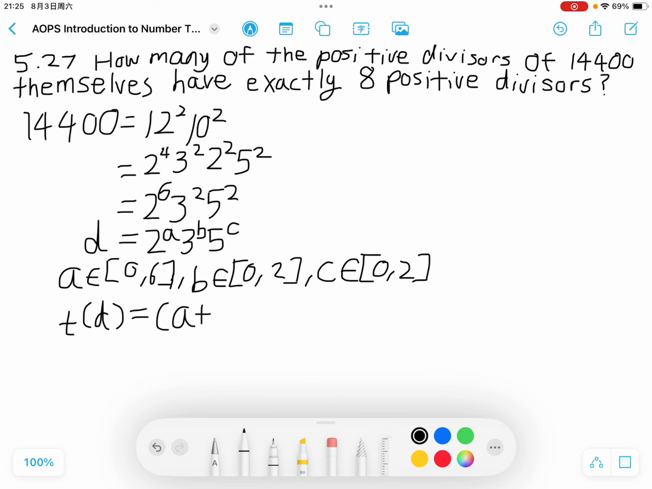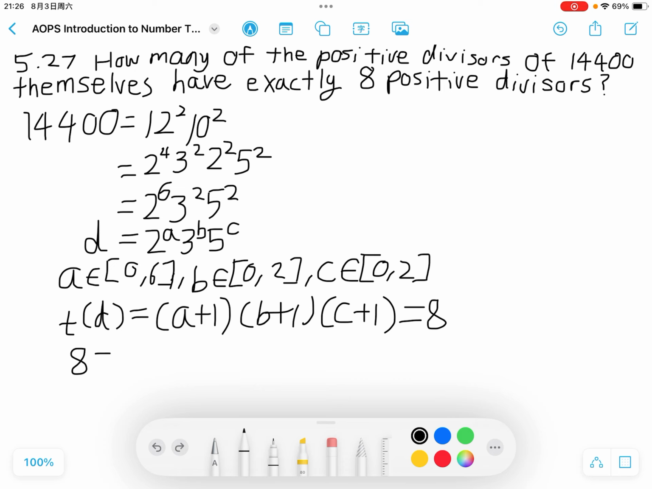So when is TD equal to 8? A plus 1 times B plus 1 times C plus 1 is equal to TD. So we want this product to be 8. We know that A plus 1, B plus 1, and C plus 1 are all integers, since A, B, and C are all integers, and they're positive because A, B, and C are at least 0. So we can just factorize 8 as integers.